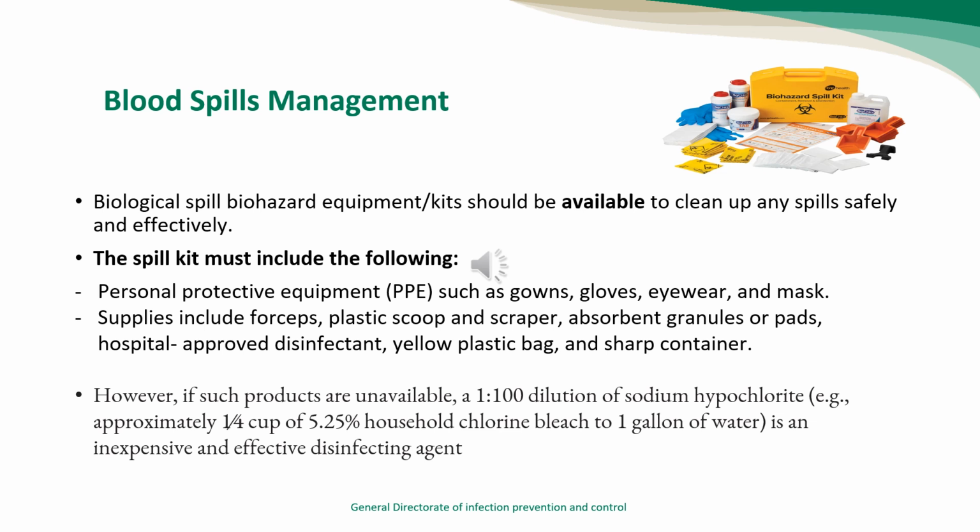However, if such products are unavailable, a 1 to 100 dilution of sodium hypochlorite, for example, approximately a quarter of a cup of 5.25% household chlorine bleach to 1 gallon of water, is an inexpensive and effective disinfecting agent.